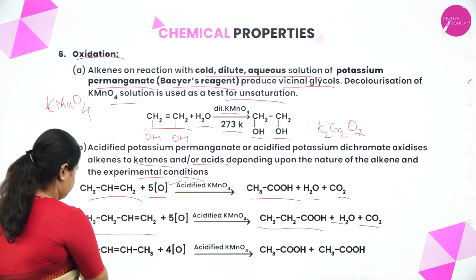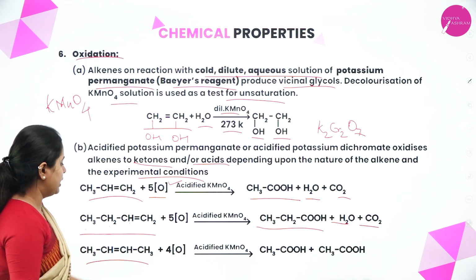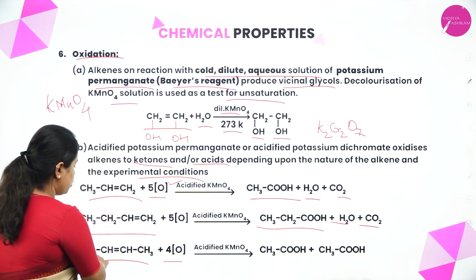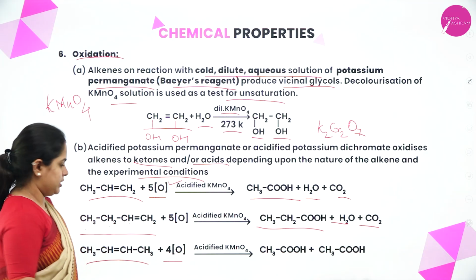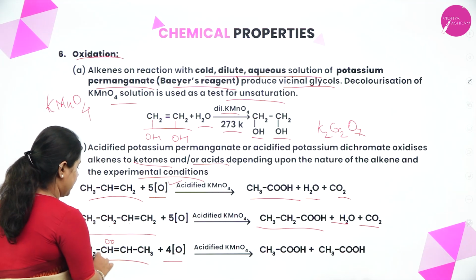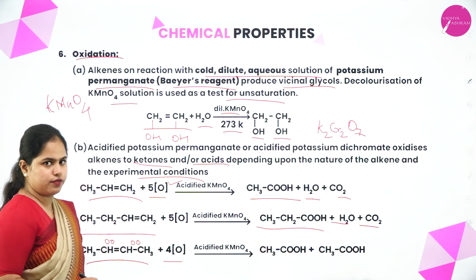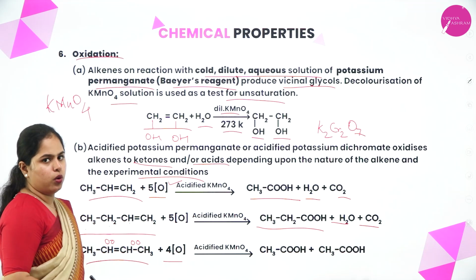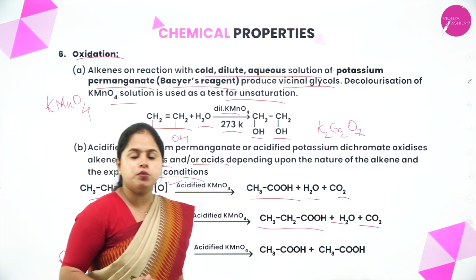Now if you are using but-2-ene and adding oxygen, that is oxidation in presence of acidified KMnO4, you will get 2 molecules of ethanoic acid. What happens? One O will be added here, 2 molecules of oxygen will be added here. So you will get CH3COOH and CH3COOH, 2 molecules of this. So I hope this is also clear.